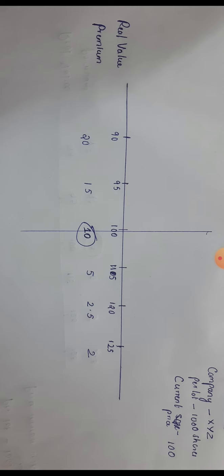Now you understood, right? For Sun Pharma, what is the per lot shares? 1400. For Reliance, 505. For Voltas, 1000. For TCS, 300. For Bajaj Finance, 250. Like that, it will be different for different shares, which we already discussed. So here we can assume that per lot we have 1000 shares for XYZ, and the real value of XYZ currently is 100.